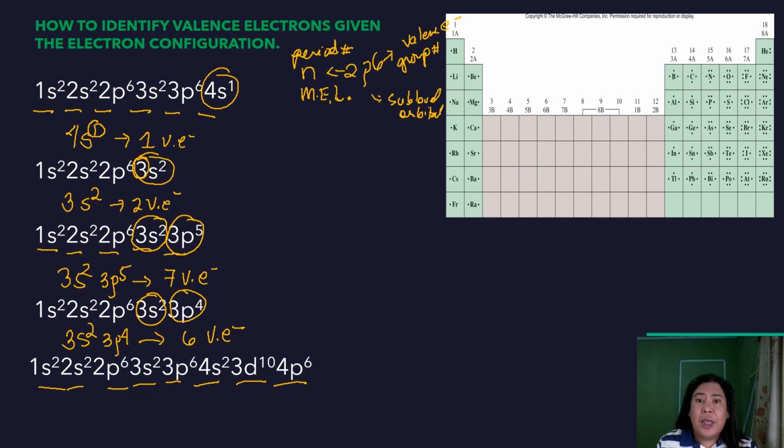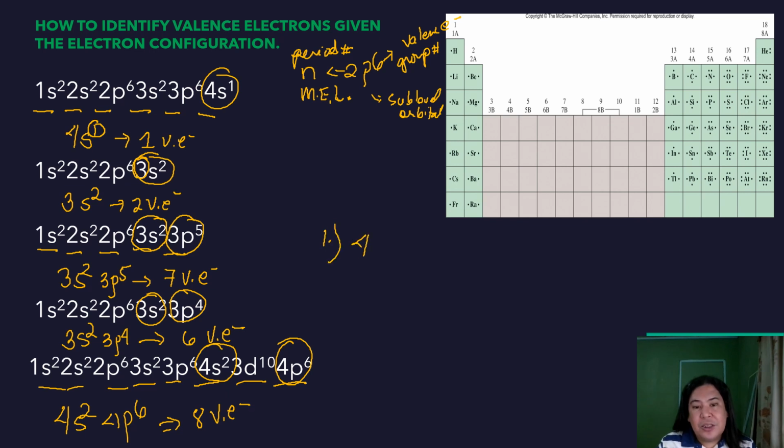So it doesn't matter as long as siya yung pinakamataas, yun pa rin ang kukunin ninyo. That is 4s2 and then 4p6. 6 plus 2 is equal to 8 valence electrons. Okay? So that is how you identify valence electrons using the electronic configuration. You can also identify kung anong element tong mga to, just by simply looking at the valence shell.